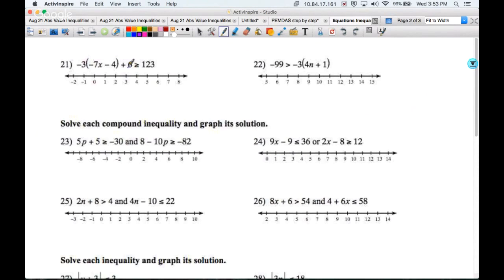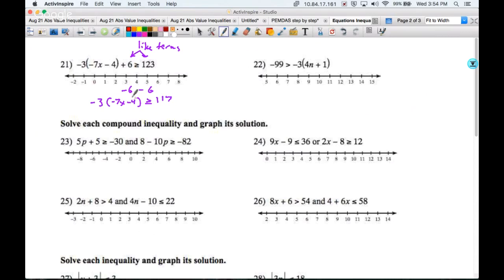First thing I want to do here is move away just constants. The thing is, this 6 and this 123, they are like terms, but they're on opposite sides of the inequality, so we have to use an inverse operation to combine them. So I'm going to subtract 6 from both sides, and now I'm left with -3(-7x - 4) is greater than or equal to 117.